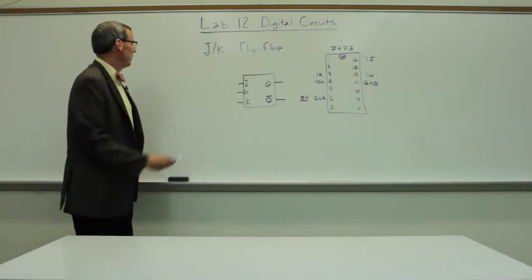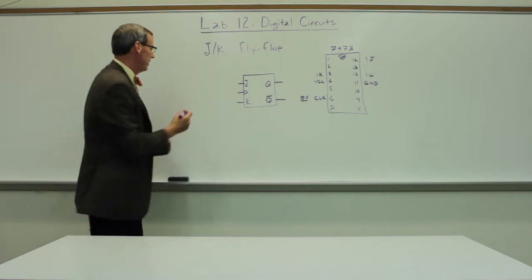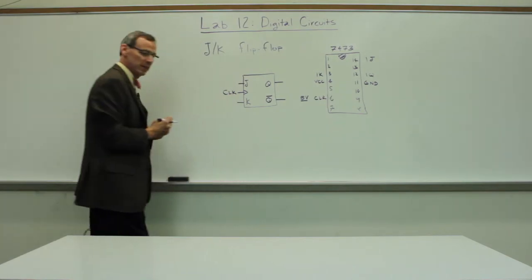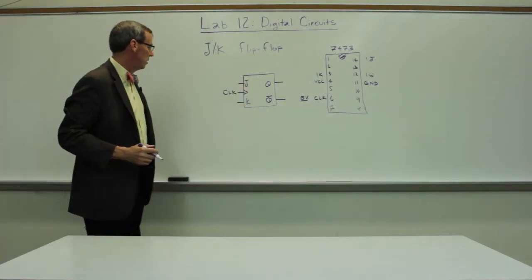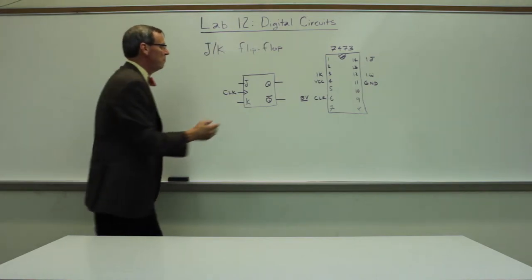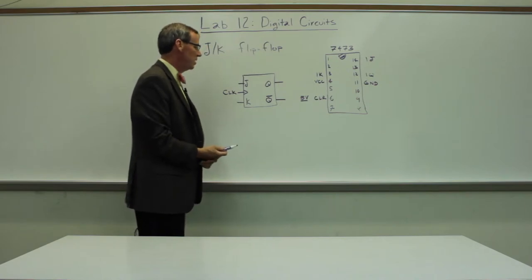The next flip-flop that we're going to talk about is known as a JK flip-flop. It has 2 inputs, J and K, and there's a place where we put the clock into here. So now you know we have to have a clock. And then 2 outputs, Q and Q bar. The JK flip-flop that we're going to be using in this lab is based on a 7473 chip. And so it's a 14-pin chip.